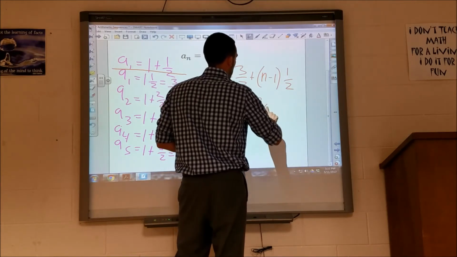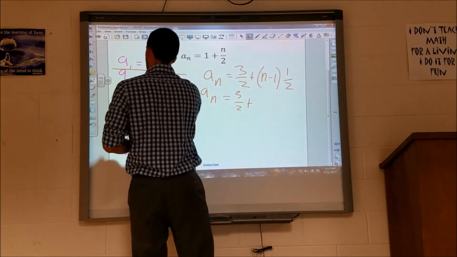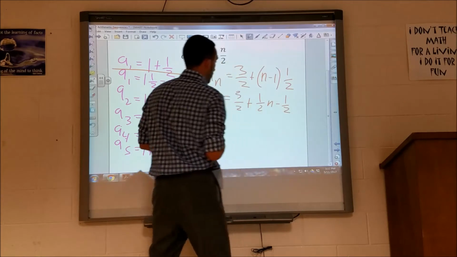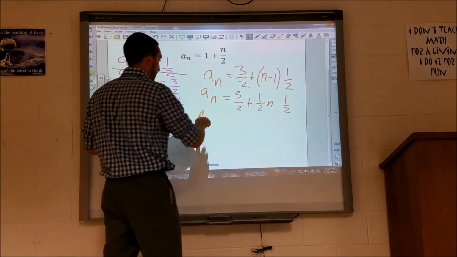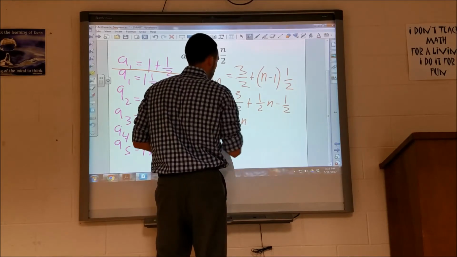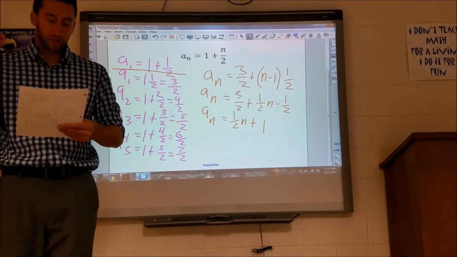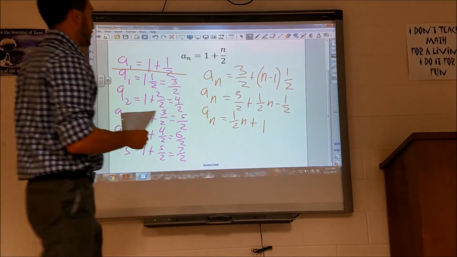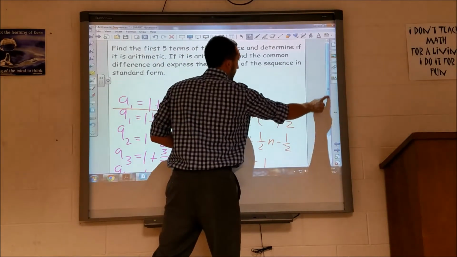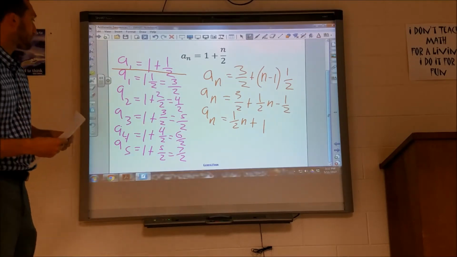plus 1/2 n minus 1/2. So altogether, I see that my nth term is 1/2 n plus 1. So if I combine 3/2 and 1/2, I'm just going to get 1. Okay, so that's my nth term, and I believe that's all they wanted us to do, is find the nth term once we've realized it is an arithmetic sequence.